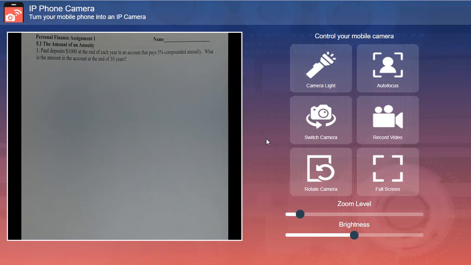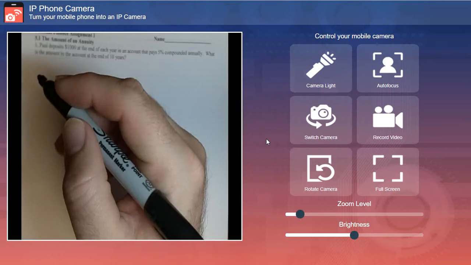So here's question 1 from 5.1, the amount of an annuity. Paul deposits $1,000 at the end of each year in an account that pays 5% compounded annually. What is the amount in the account after 10 years?